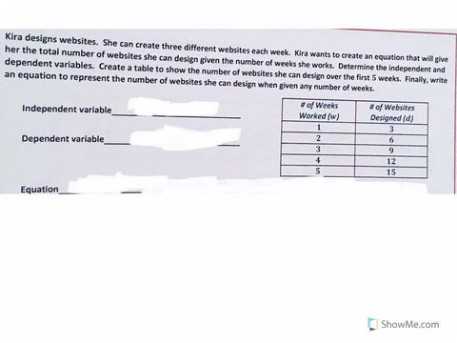Okay. Kira designs websites. She can create 3 different websites each week. Kira wants to create an equation that will give her the total number of websites she can design given the number of weeks she works. Determine the independent and dependent variables. Create a table to show the number of websites she can design over the first 5 weeks. Finally, write an equation to represent the number of websites she can design when given any number of weeks.